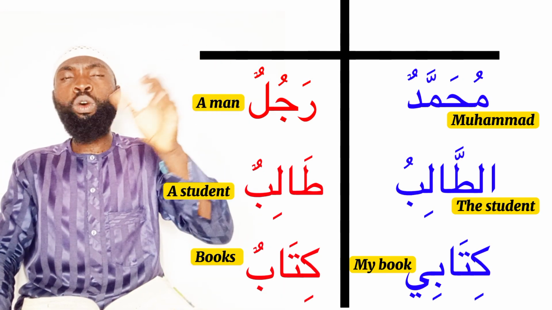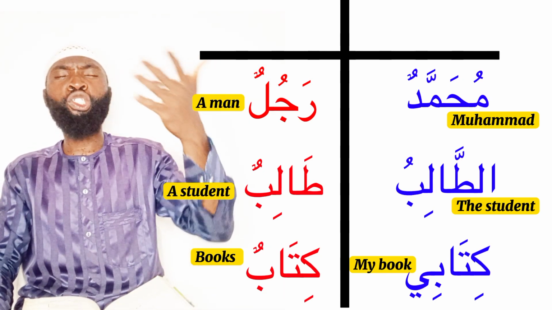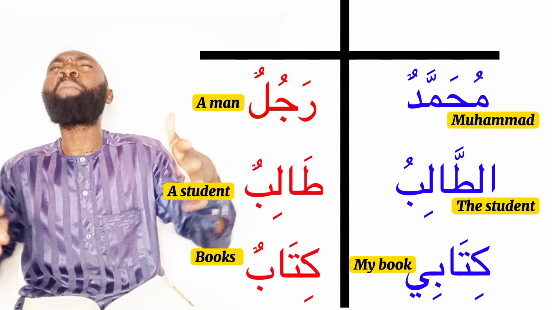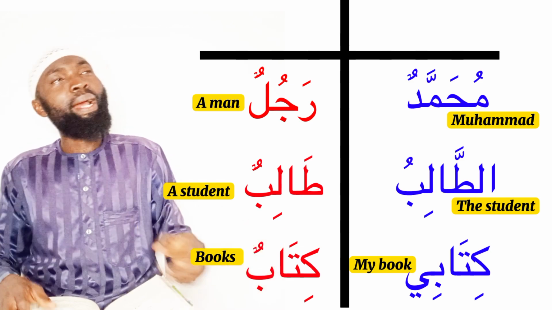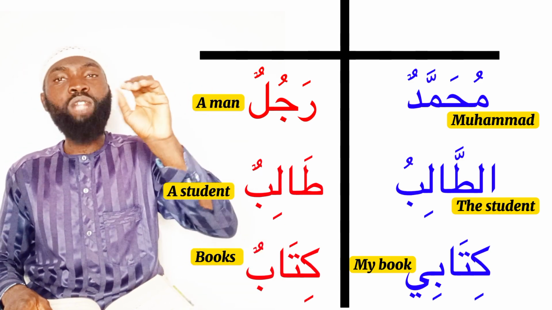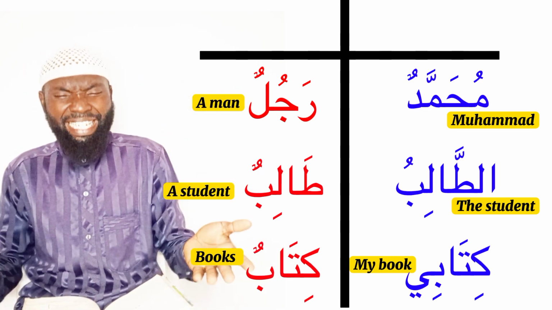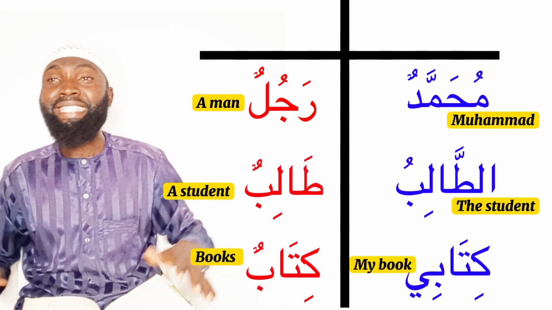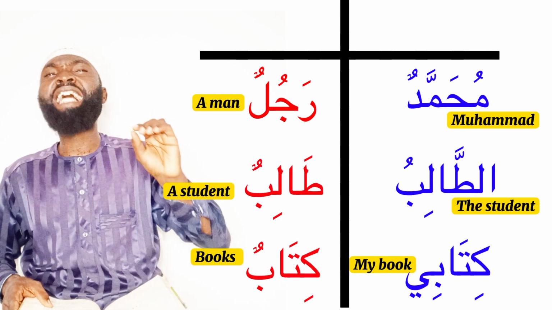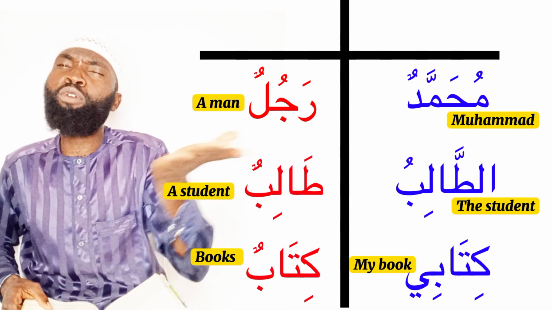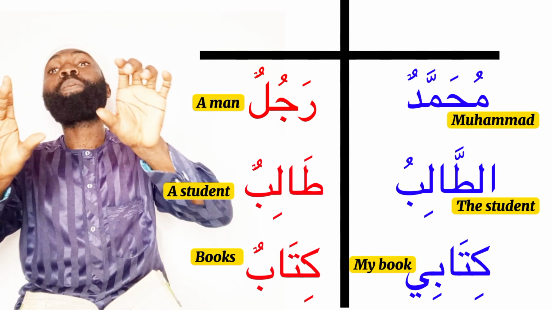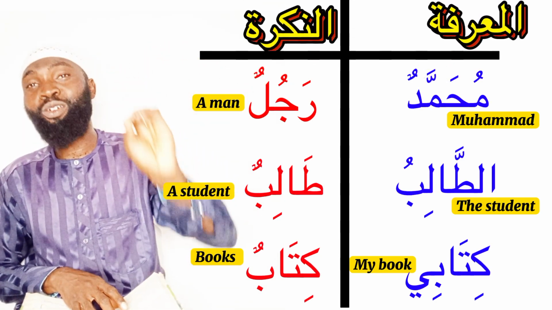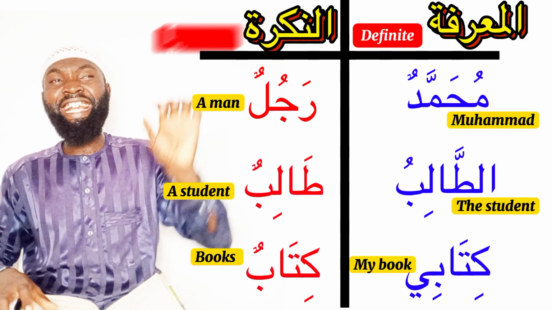However, on this side, the word Rajulun, if I say Ja'a Rajulun, a man came. Which man? That means the man is not known. The same way, if I say Hadara Talibun, a student attended. Which student is that? This means it is also unknown. The same way, if I say Ishtaraitu Kitaban, I bought a book. Which book is that? So, what the topic of today is about is Al-Ma'rifatu wan-Nakira, which is definite and indefinite.